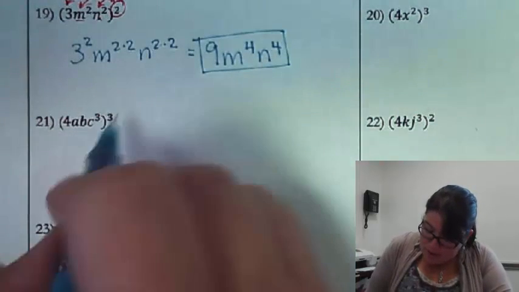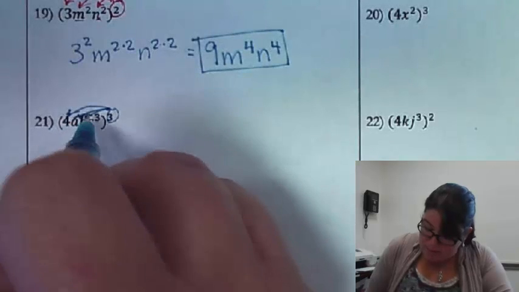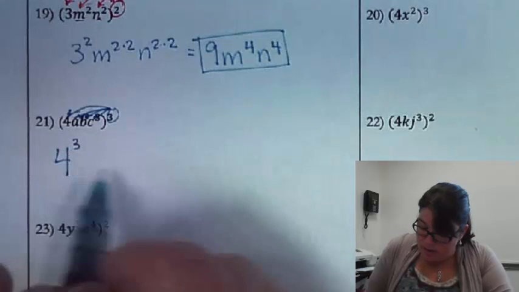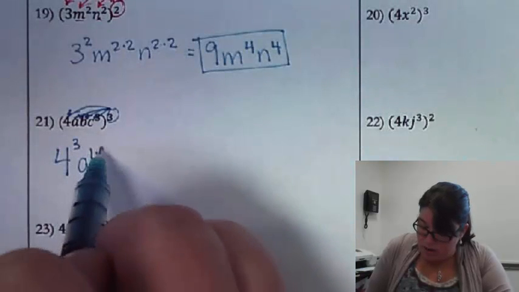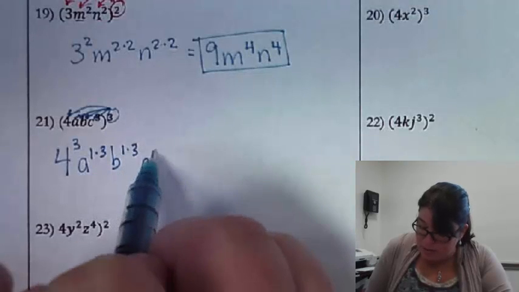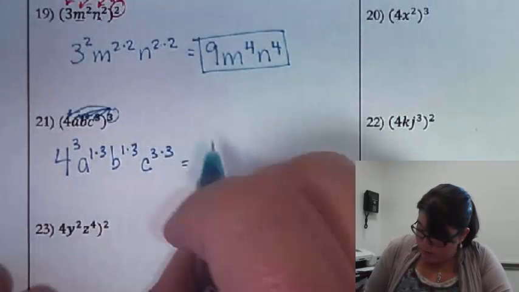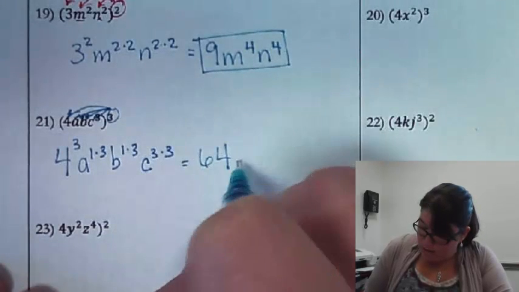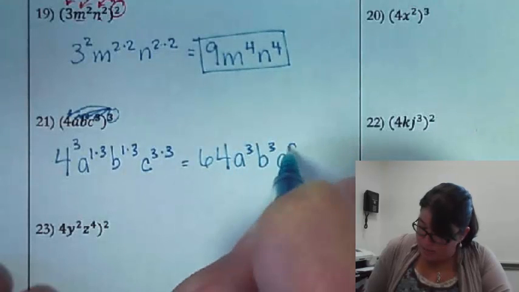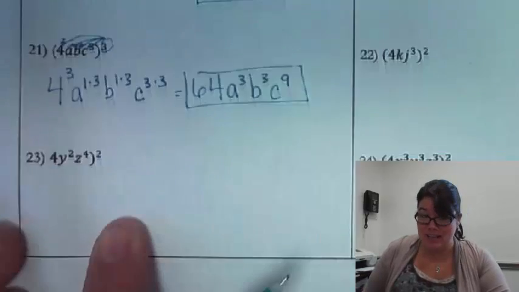Take your outside exponent and distribute to every individual piece. So on the 4, it'll get a regular exponent of 3. On the A, it'll be 1 times 3. On the B, it'll be 1 times 3. On the C, it'll be 3 times 3. So now I've got 4 cubed, which is 64, A to the 3rd, B to the 3rd, and C to the 9th. That's your final answer. One last practice problem together. Let's take a look at 23.